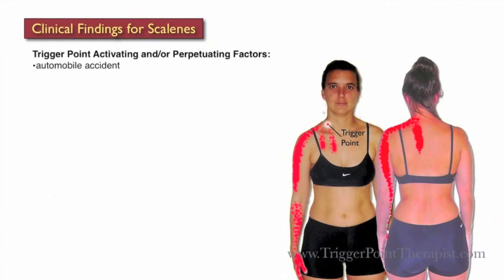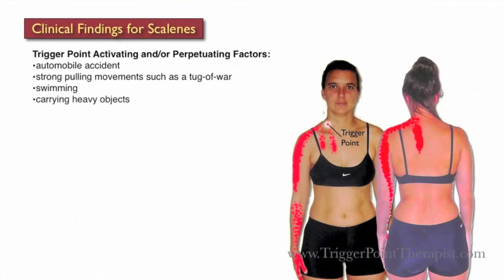Some factors that may activate or perpetuate trigger points in the scalene muscles include automobile accidents, strong pulling movements such as playing tug-of-war, swimming, carrying heavy objects, coughing, scoliosis or lower limb length inequality, and limping because it causes a distortion in the client's posture.